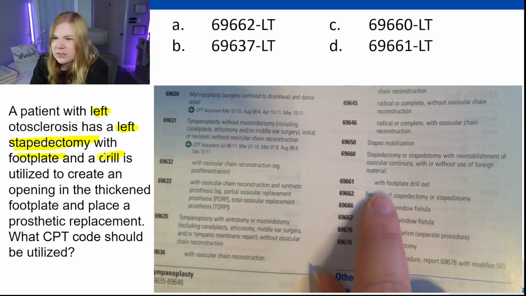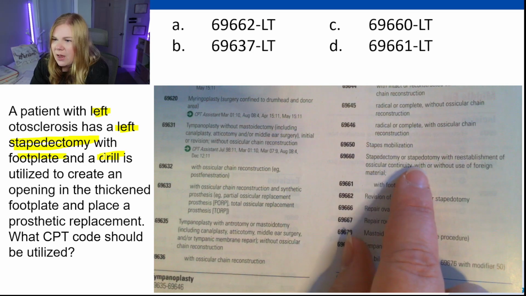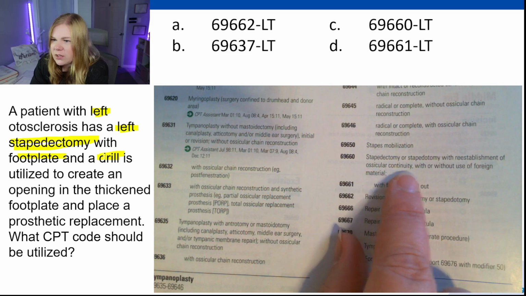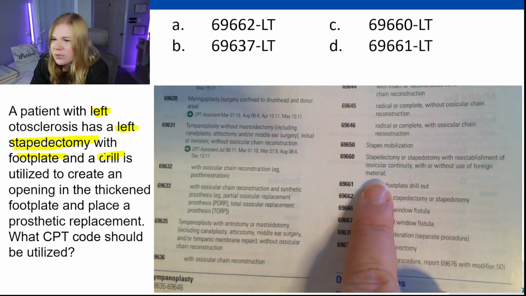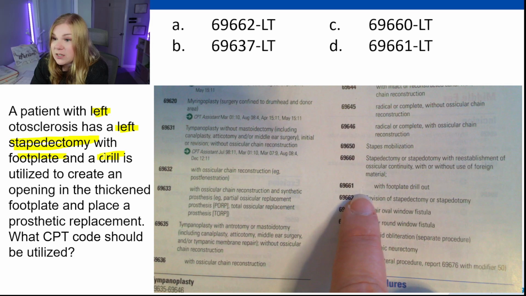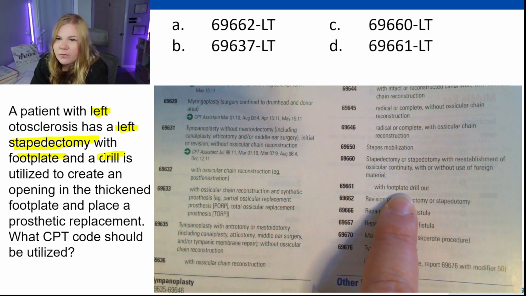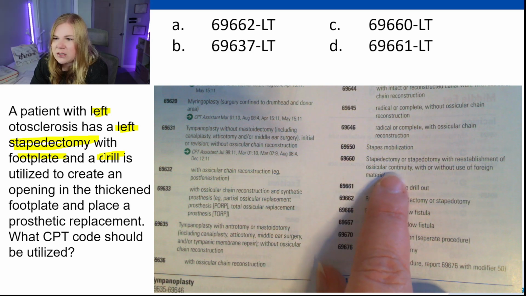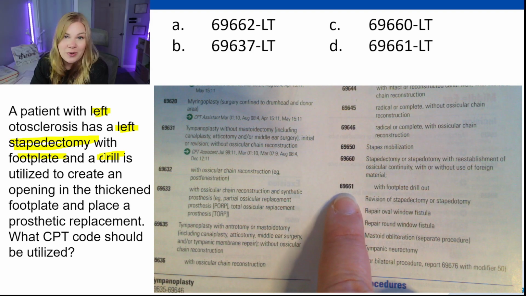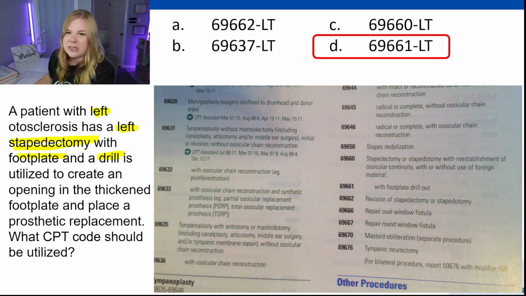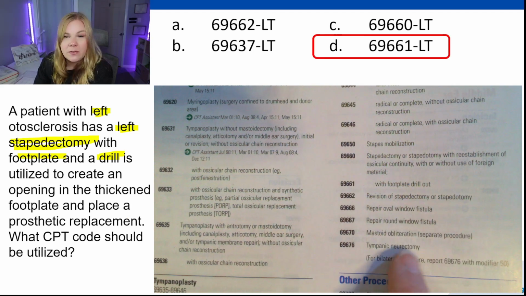69660 is a stapedectomy or stapediectomy with reestablishment of ossicular continuity with or without the use of foreign material. And then 69661 is with the footplate drill out. So we have the footplate, we have the drill, and this is stapedectomy. So this 69661 appears to be the right one that we're looking for, and that one is our option D. And then we want to have our LT modifier to incorporate that it is the left side.